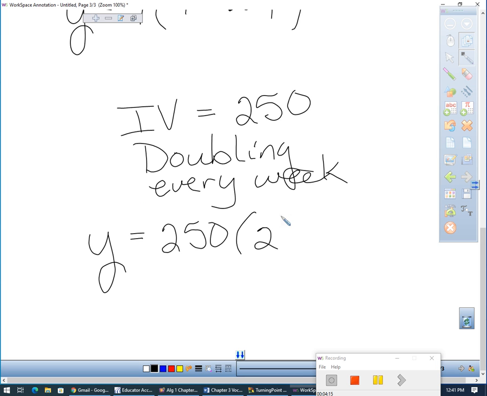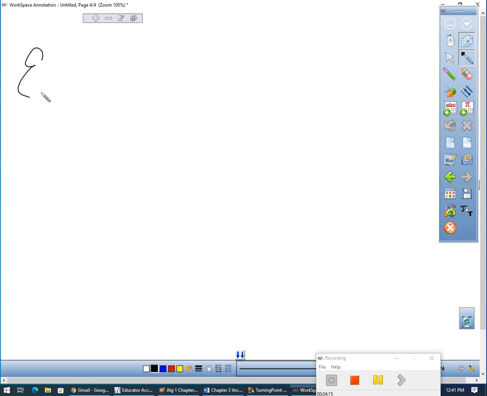Okay, so let's talk about the exponent. It's happening every week, so 52 times t. We're good? Okay. All right, let's go to example number 4.